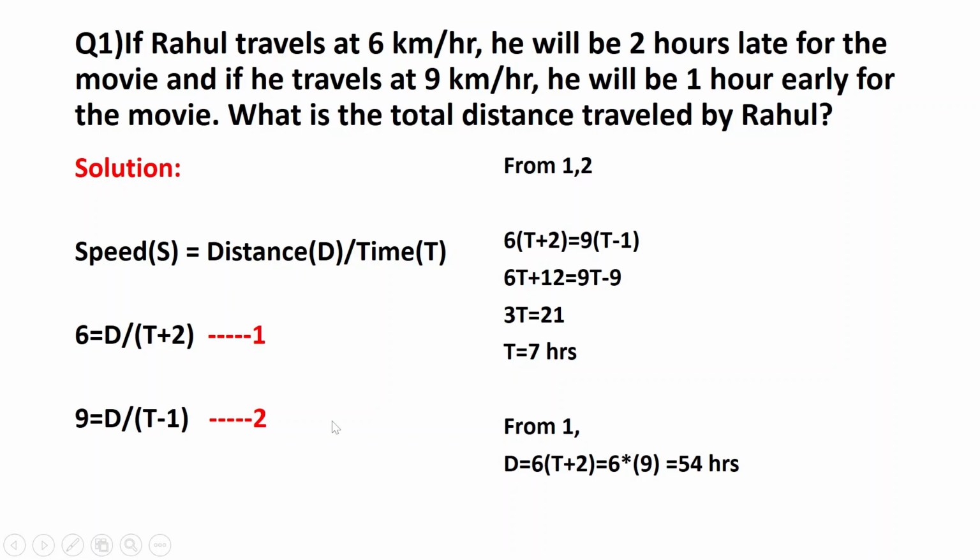From 1, I can say the distance traveled is equal to 6 into (T + 2), which is 6 into 9, 54. The other way, you can do it from 2 also, 9 into (T - 1), that is 9 into 6, which will also be equal to 54 km. So that's the first question.